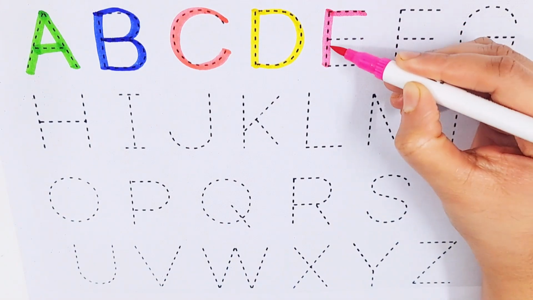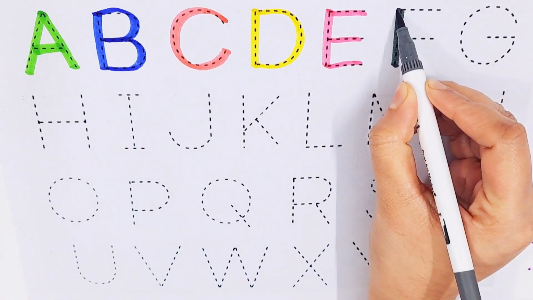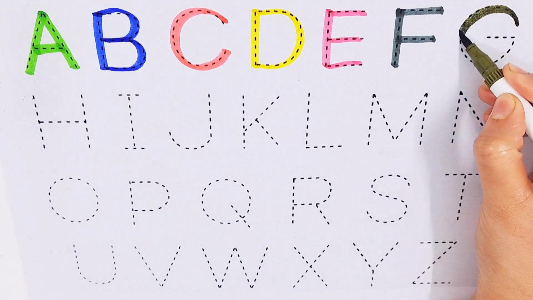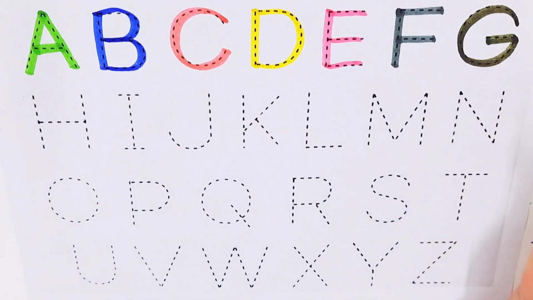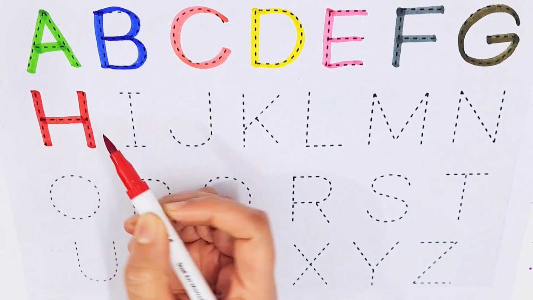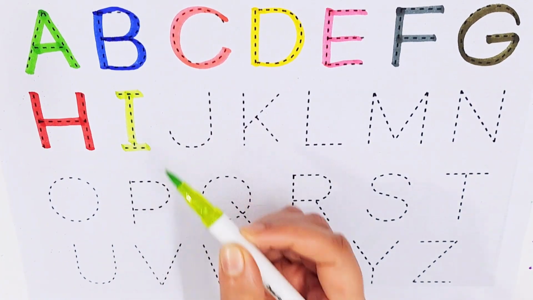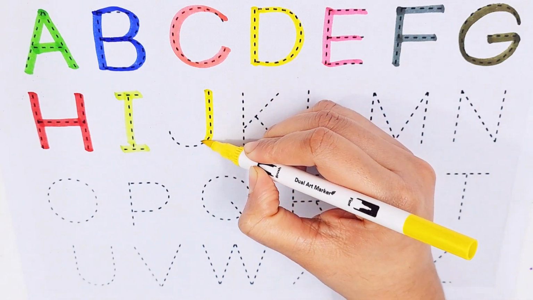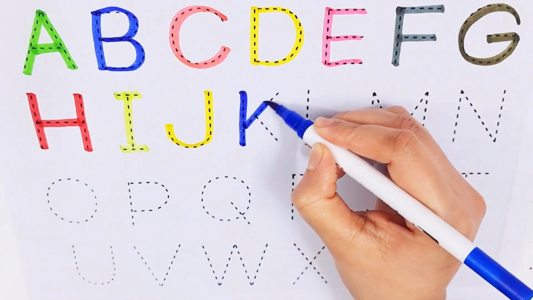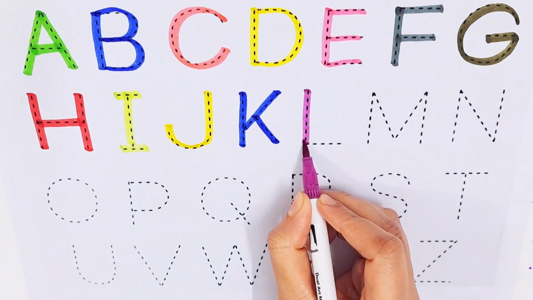E for eggplant. F for frog. G for gun. H for hen. I for ink. J for jellyfish. K for kingfisher. L for lotus.